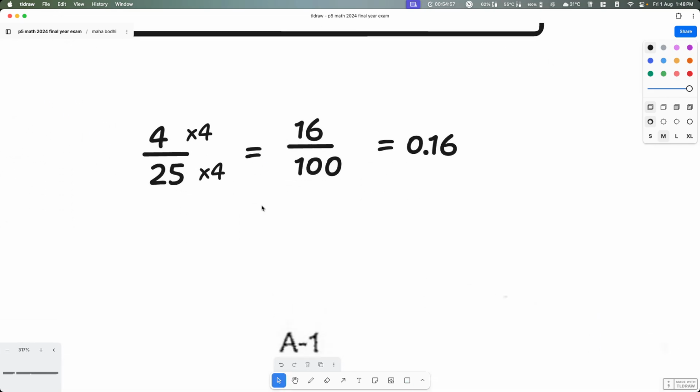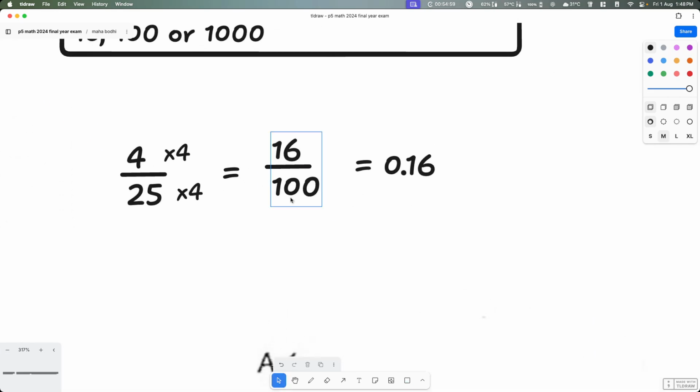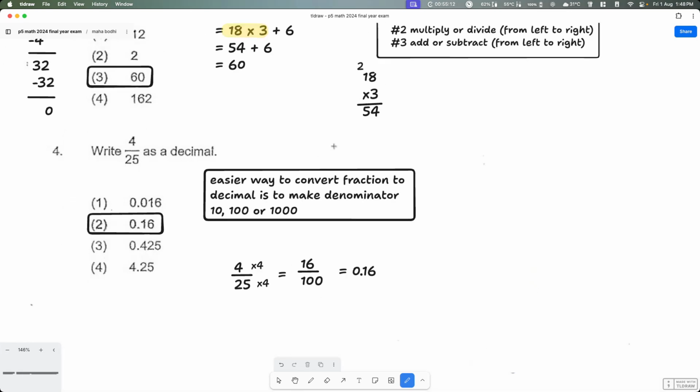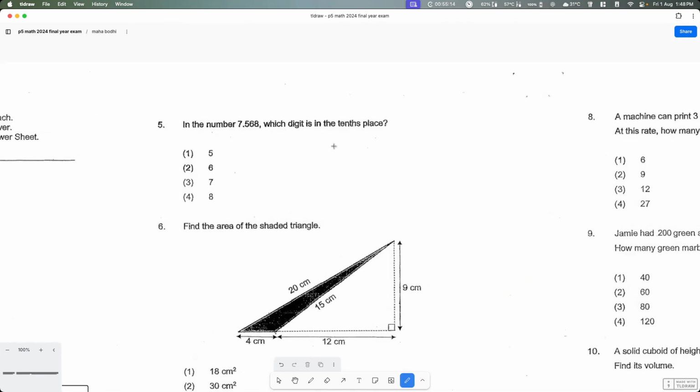If you don't know how to divide by 100, basically count the number of 0s. Count 0s: 1, 2, and then have the decimal point move to the left. So 1, 2, then 0.16 in this case. All right, let's move on to question number 5.